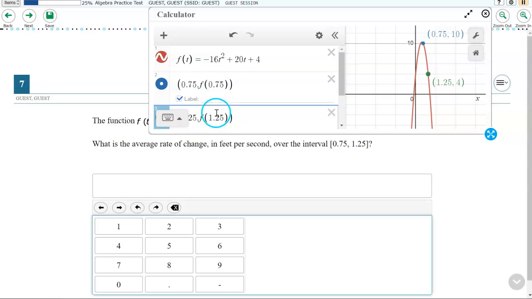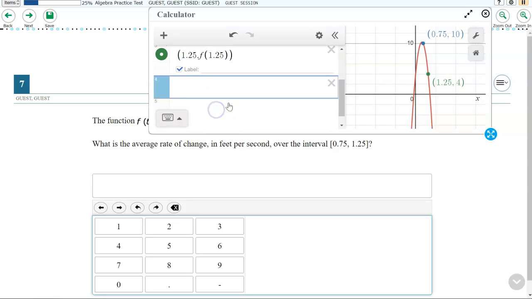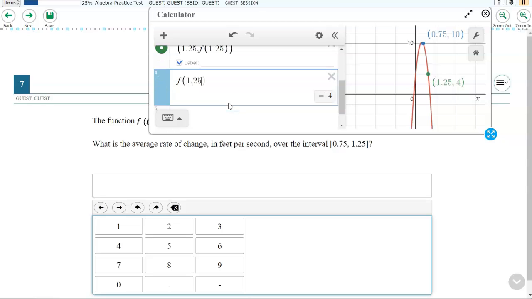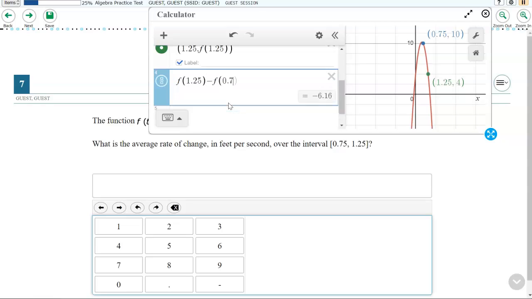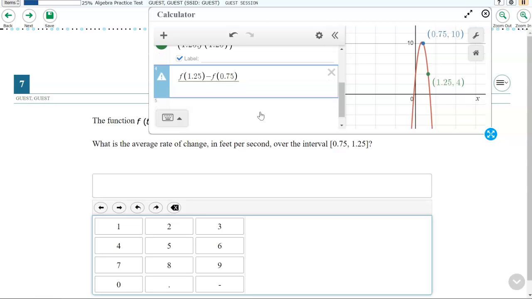So for my students, I don't type these. I just type this. I go f of, let's do 1.25, because it's like y2, minus y1, f of 0.75. And then I highlight all of this and hit the divide key. The divide key is right next to the shift key. It's the same one with your question mark. And it'll put all of that on the top.